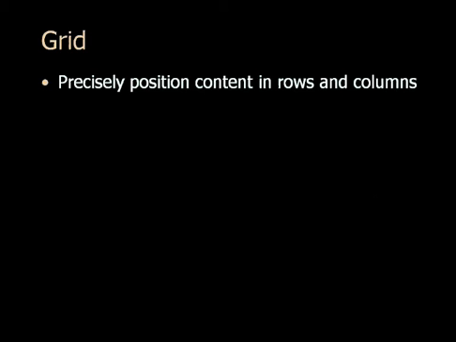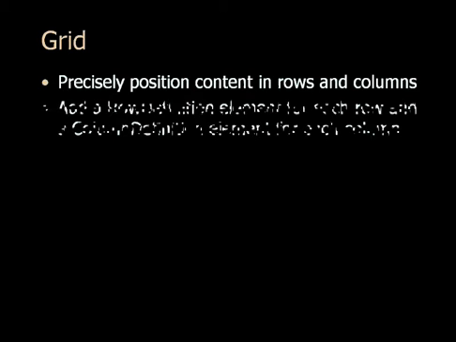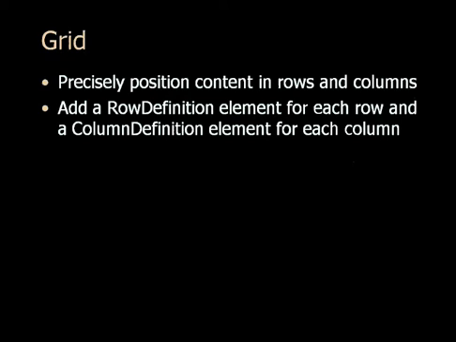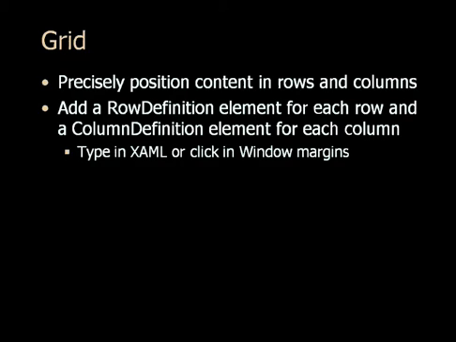You can use the grid to more precisely position content in rows and columns. It gives you more control on where your content is than any of the panel controls you've seen. To define a row or a column, you use a row definition element or a column definition element in your XAML. You can type these in XAML. You can also click in the margins of the window and have Visual Studio add the row and column definitions.